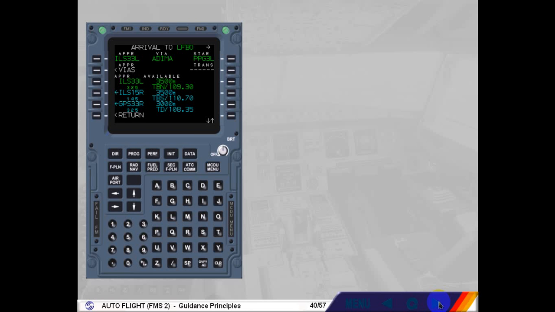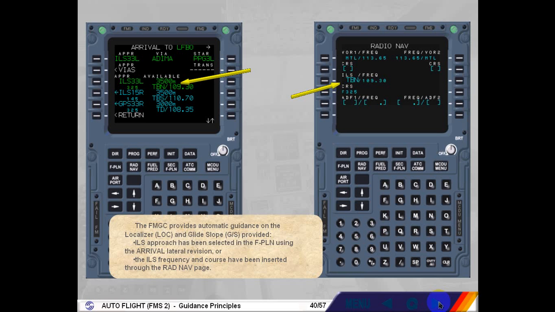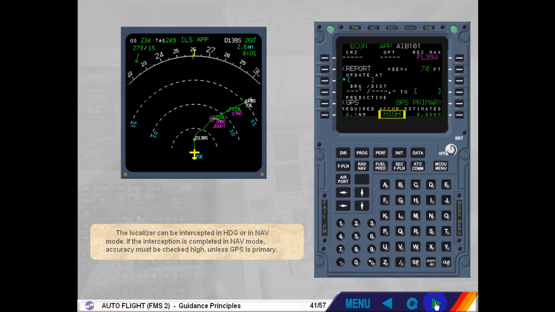The FMGC provides automatic guidance on the localizer and glide slope, provided ILS approach has been selected in the flight plan using the arrival lateral revision, or the ILS frequency and course have been inserted through the radio navigation page. The localizer can be intercepted in heading or in navigation mode. If the interception is completed in navigation mode, accuracy must be checked high, unless GPS is primary.